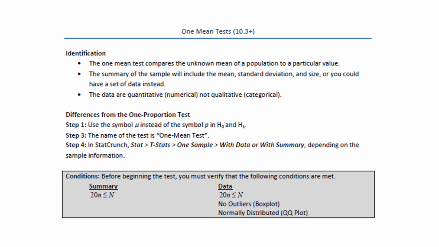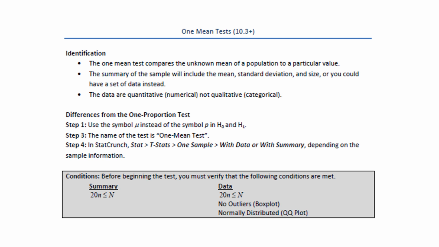For the one mean test, when it comes to identifying the test, it compares the unknown mean of a population to a particular value, such as the mean age of all COS students is less than 24. The summary of the sample will include the mean, standard deviation, and size, or you could also have the exact set of data instead. Now, the data for this type of problem will be quantitative, numerical, not qualitative, categorical.